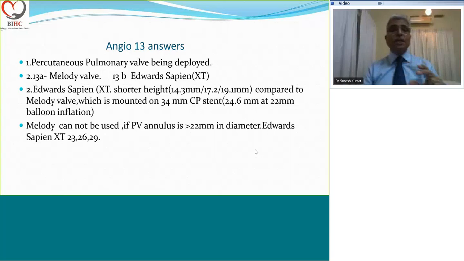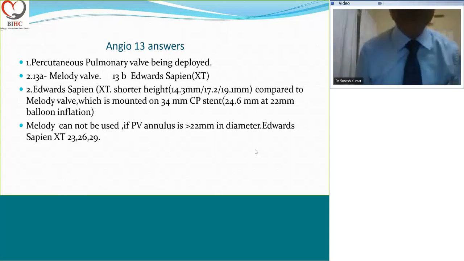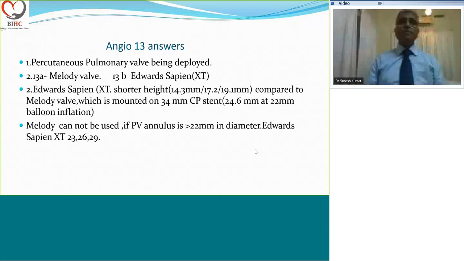It's much shorter compared to the Melody valve, which is mounted on a 34 mm CP stent, and with 22 millimeter balloon inflation, which is the largest, it will still be 24 millimeters in height. And you know that Melody cannot be used if the pulmonary valve annulus is more than 22 millimeters in diameter. Edwards Sapien gives you the options of 23, 26 and 29, widely used in the Middle East and the Western world. Okay, any questions relating to this?